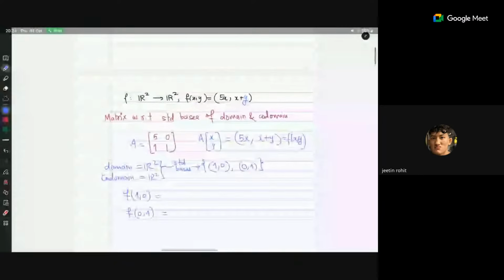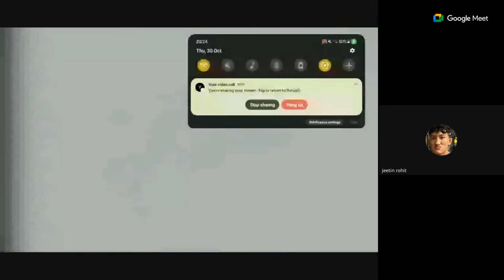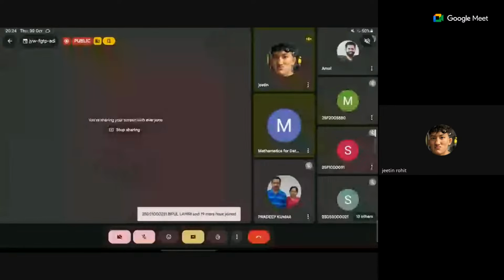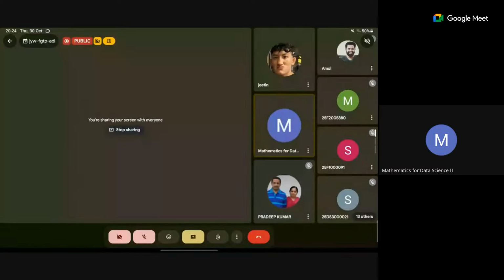Are you using standard basis in order to get the matrix? Yes. Okay, so you didn't just use the coefficients from the equation and make the matrix, right? No, no, no, no. So we will come to that.